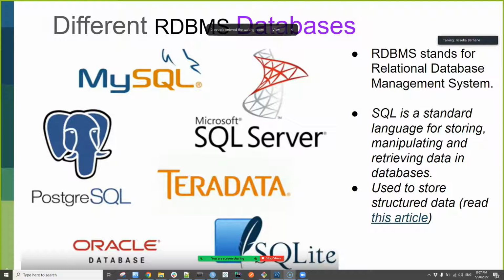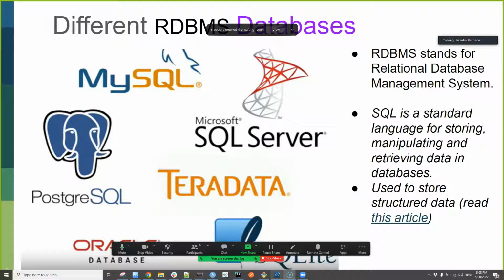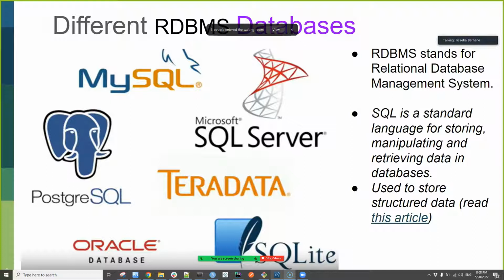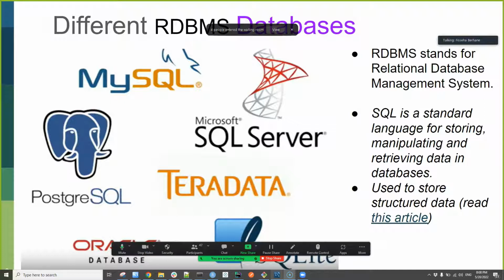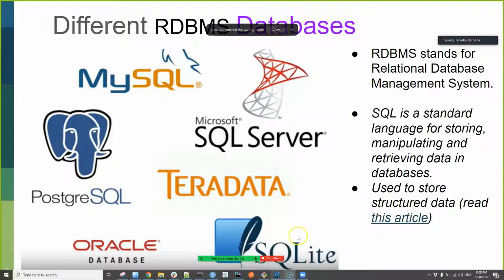But when we talk about RDBMS databases, we are talking about structured data where we can store the data in tables. And there are different kinds of relational database management systems out there. As you can see here, we have MySQL, Postgres, Teradata, SQLite, Oracle database, and SQL Server. These are the most common ones.